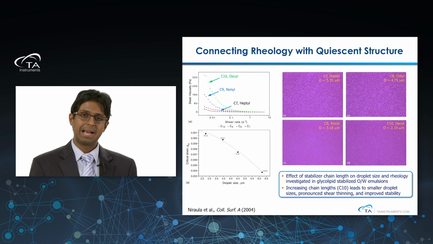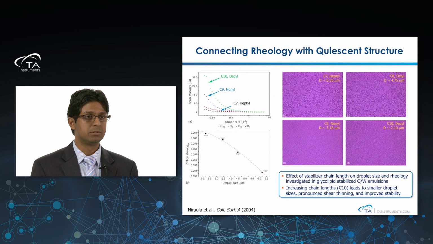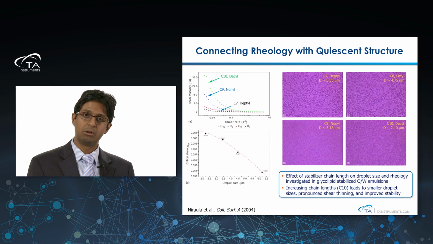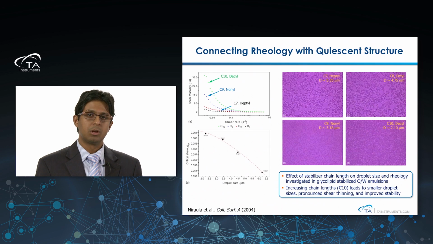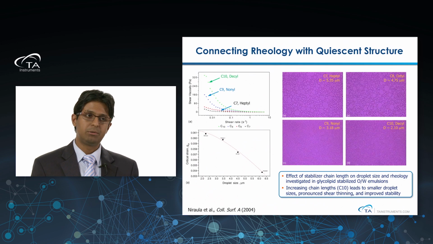And we notice that as the stabilizer length increases, so looking at the C10 stabilizer, for example, the sample has a pronounced shear thinning behavior and has a little bit of a yield stress as well. As the length of the stabilizer decreases, we transition more towards a Newtonian type behavior in this specific example.